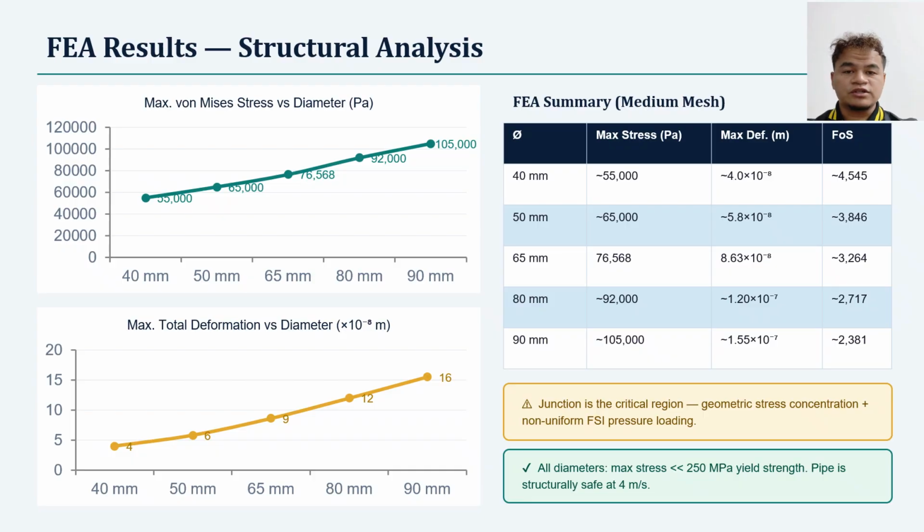The junction node is consistently the most critical region. This is where geometric stress concentration meets non-uniform pressure loading from fluid structure interaction. Crucially, however, our calculated stress is still vastly lower than the material yield strength of 250 megapascals, with a factor of safety exceeding 2000. Across all cases, we can confirm the junction is structurally rock solid under this operating condition.